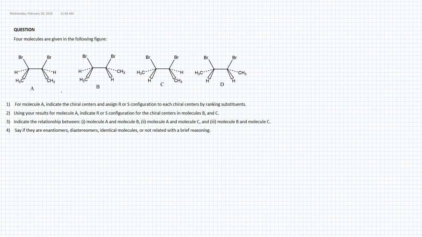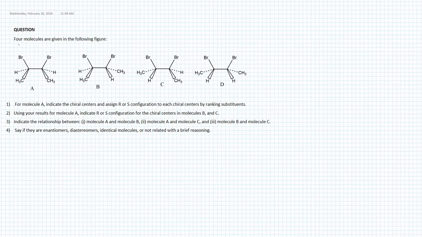Hi, in this tutorial we are going to solve a question related to chiral centers, assigning R or S configuration to chiral centers, and deciding the relationship between different molecules as diastereomers, identical molecules, different molecules, or enantiomers. Okay, let's read the question.